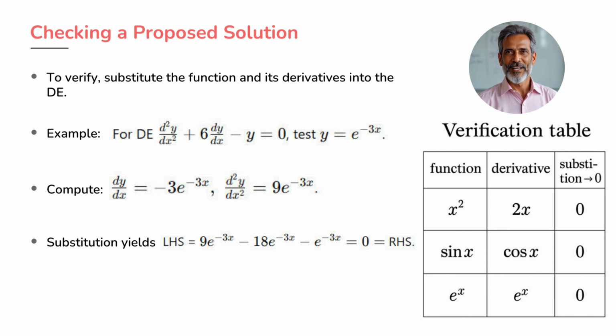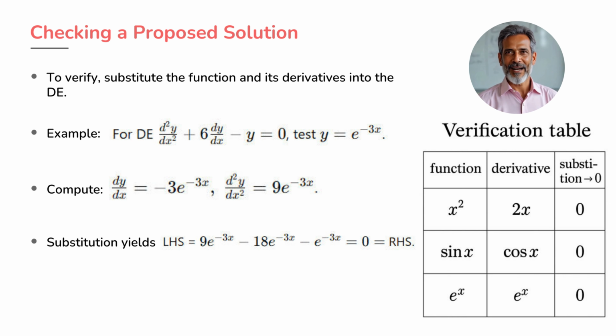Of course, we can't just guess and hope. How do we know if a function really solves a differential equation? The answer is simple. Substitute and check. Take the differential equation d squared y by dx squared plus 6 dy by dx minus y equals 0. Let's test the function y equals e to the power minus 3x. Differentiate it. First derivative dy by dx equals minus 3e to the power minus 3x. Second derivative d squared y by dx squared equals 9e to the power minus 3x.